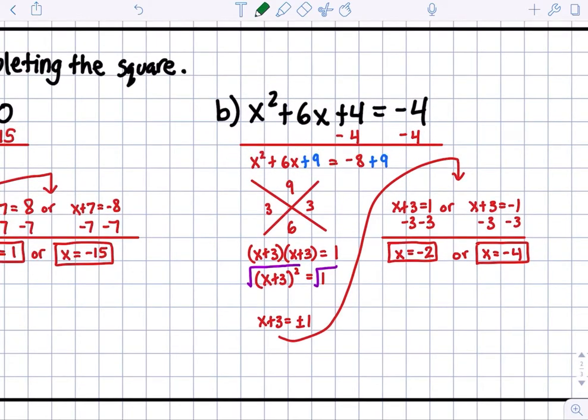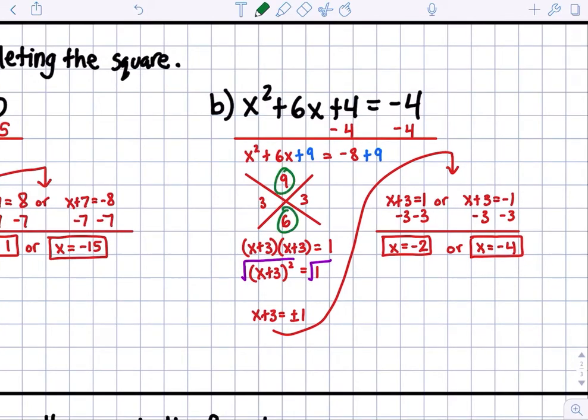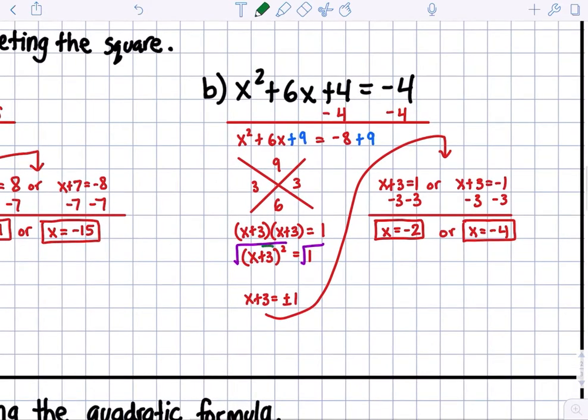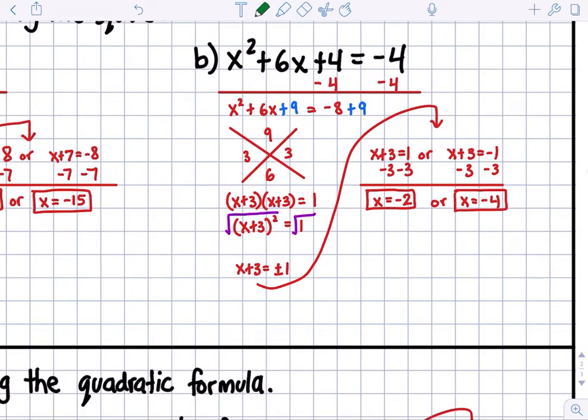Factor this left hand side, so we're going to get 9 on top, 6 on the bottom. Two things that multiply to 9 but add together to 6 are 3 and 3. So (x + 3)(x + 3) is equal to 1. You have (x + 3) squared, and to get rid of that square, you square root both sides. Once you square root both sides, the second power and the square root disappear to get x + 3.